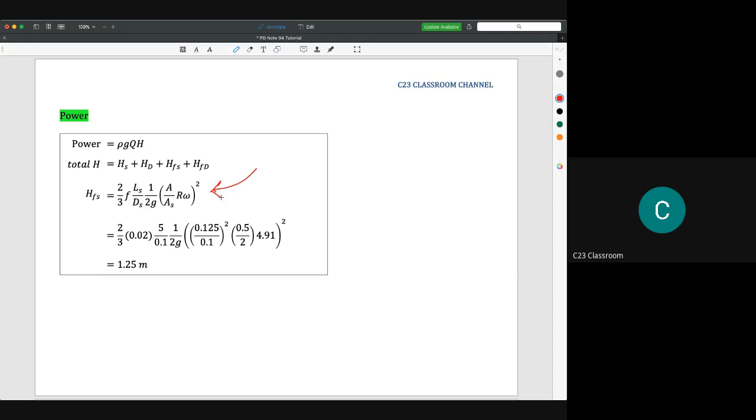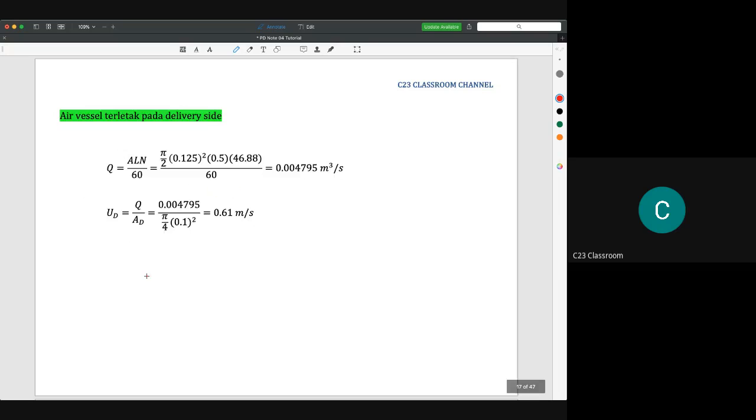For the average value of the friction, we use 2/3 f L_s over D_s, 1 over 2g, and then A over A_s. A here is the cross-sectional area of the piston divided by the cross-sectional area of the suction pipe. We have r omega squared. If we substitute everything, we get that the frictional head for the suction pipe is 1.25 meters. Okay.